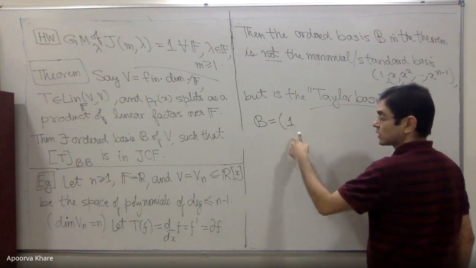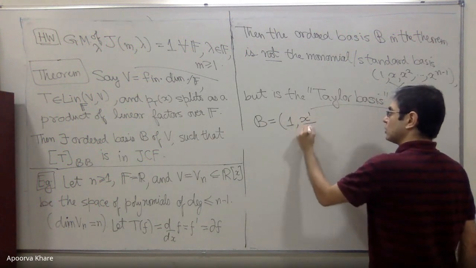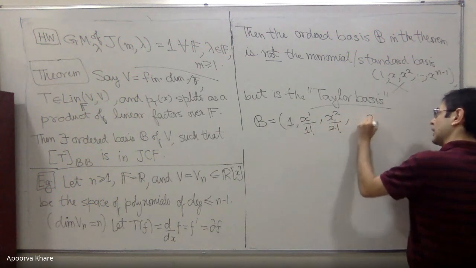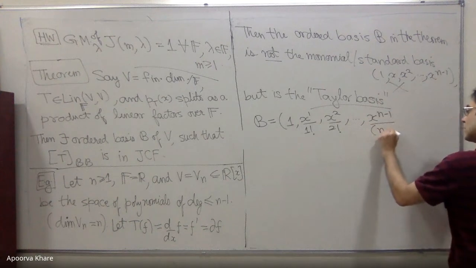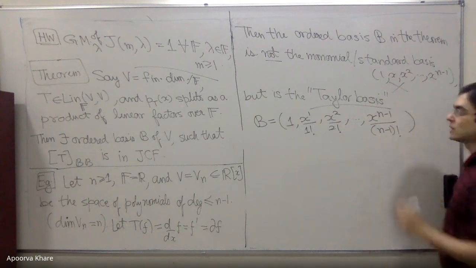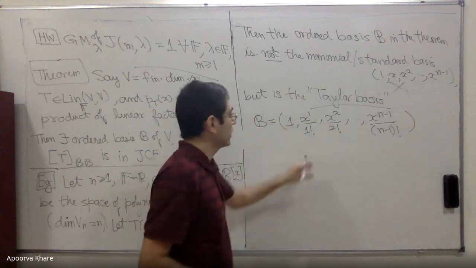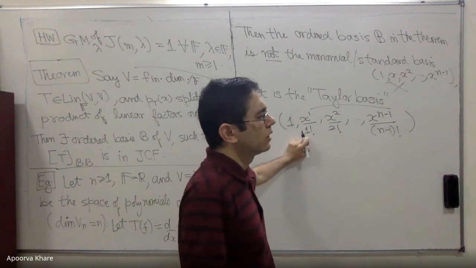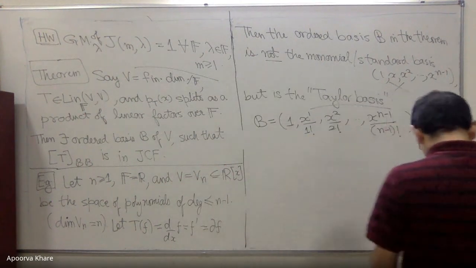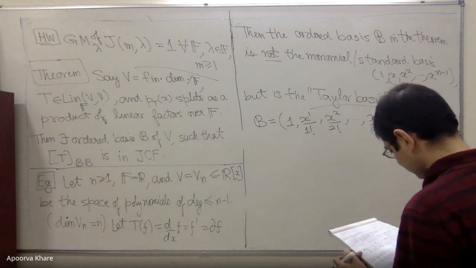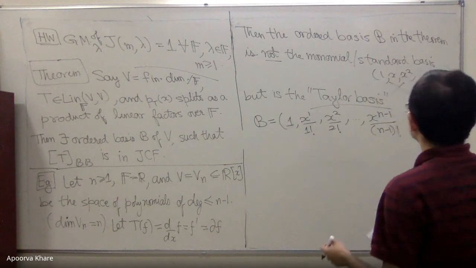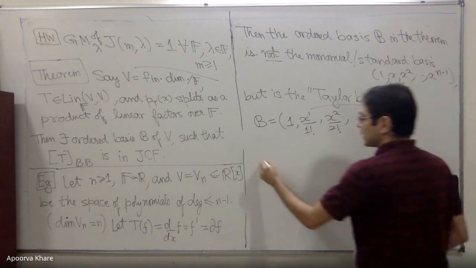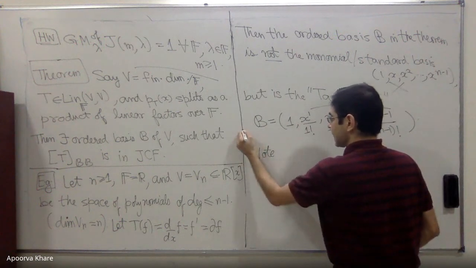This is B: 1, which is x to the 0 over 0 factorial, x to the 1 over 1 factorial, x squared over 2 factorial, up to x to the n minus 1 over n minus 1 factorial. Now, with respect to this, if you differentiate something like this, am I doing it this way or the other way? You can check. I hope it is this one. If not, it is the reverse one. Note that, I hope this is true, but you can check.